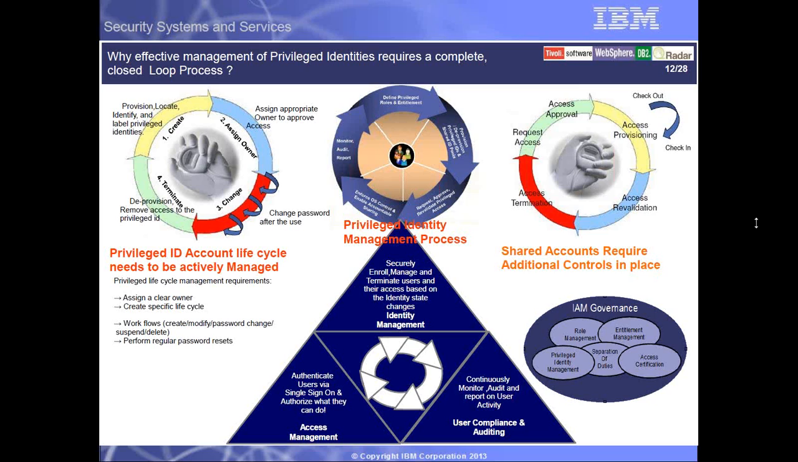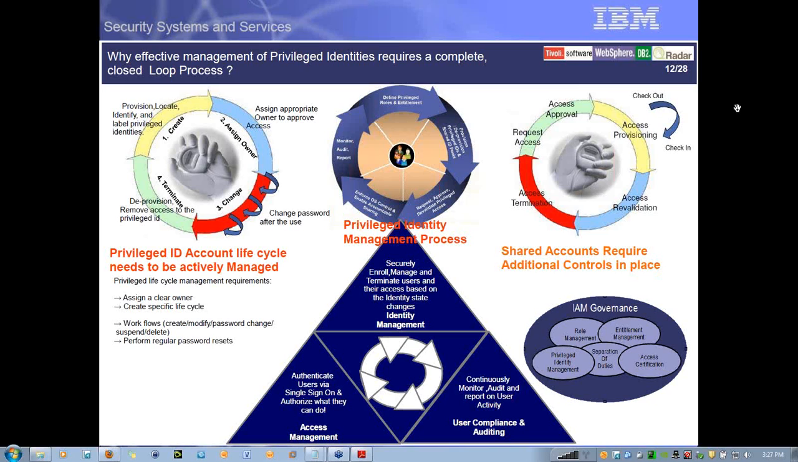Now, in case of shared accounts, you start with requesting an access. Then the access is approved. Then you get into the provisioning mode, which is based on the need. So let's say I want to use it now, then only then you'll get access to the ID. That's what we call checkout. And then when you're done with your activity, you return it. That's what we call check-in. Next is access revalidation, and then the access termination.